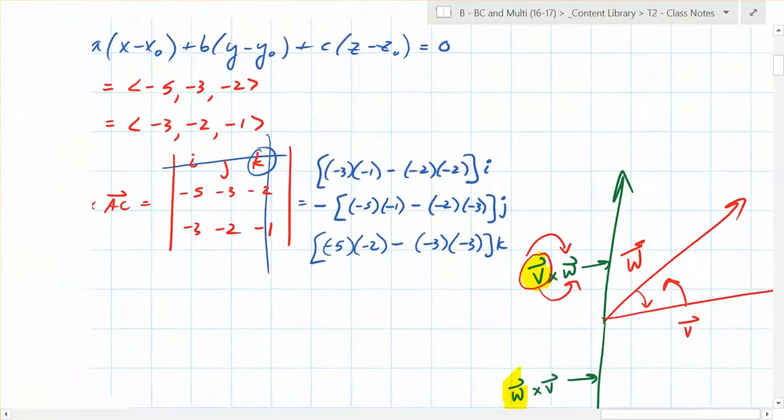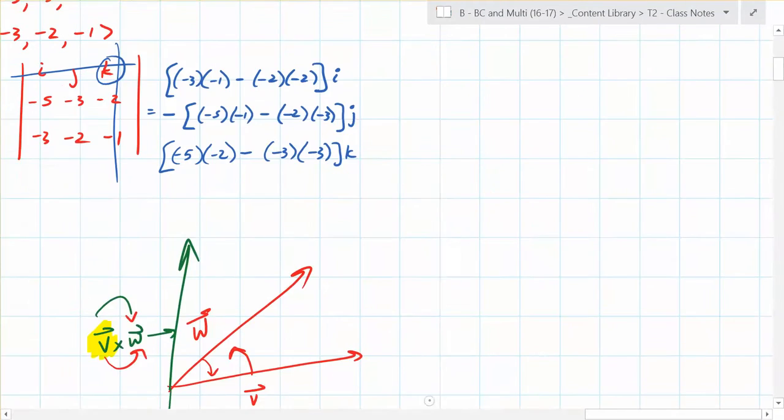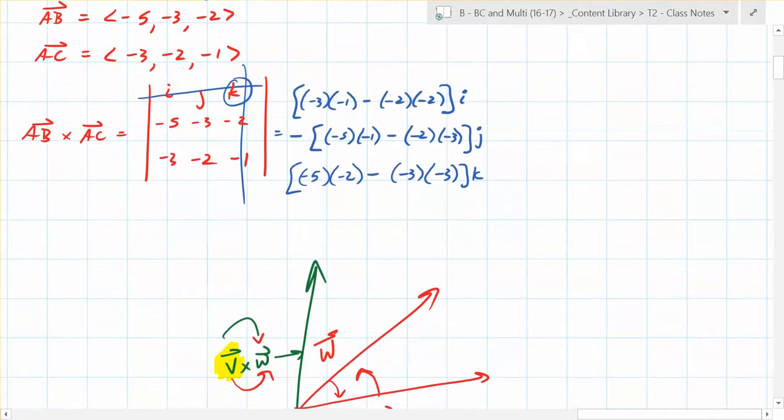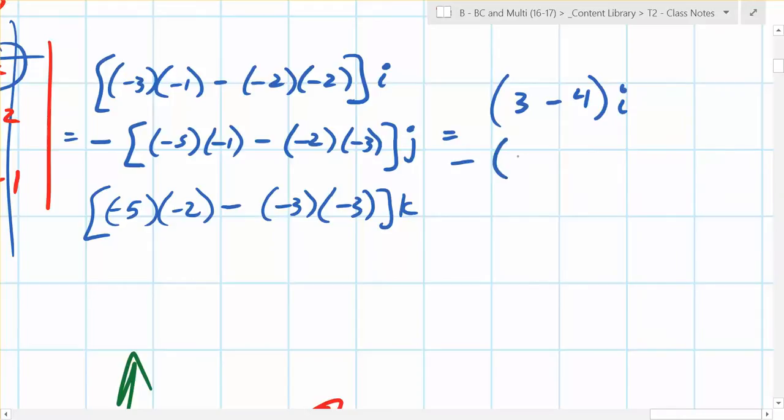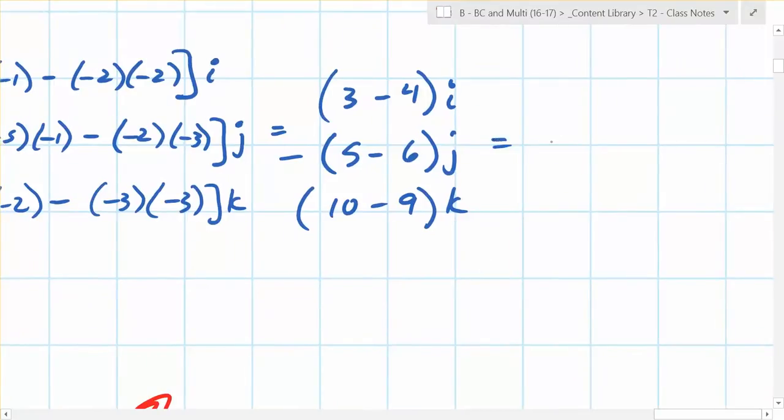So let's just pause this for 1 sec. Do it piece by piece. Be very careful. We're just always very careful. What do you end up with? You end up with 3 minus 4i, correct? Minus what? 5 minus 6j, and what? 10 minus 9k. So what vector is that? That vector is going to be -1 comma what?